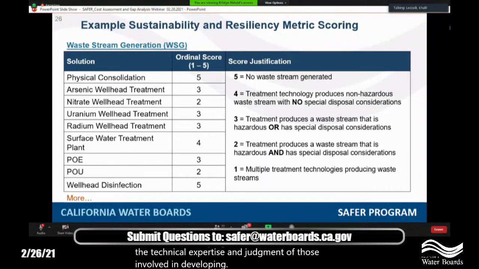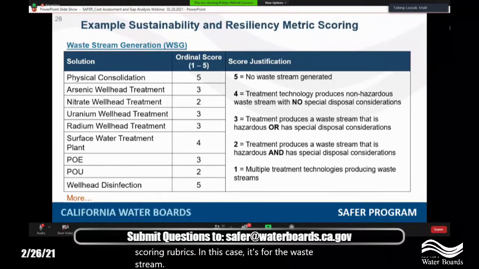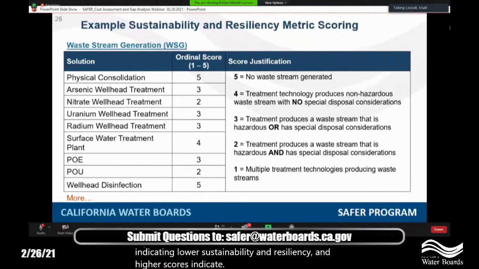So let's examine what we have in front of us on the screen. What you're seeing is an example of one of the scoring rubrics. In this case, it's for the waste stream generation metric. And what the rubric is showing you is a list of the potential modeled solutions along with their assigned scores. And as you can see, these scores are ordinal scores that can range from 1 to 5, with lower scores indicating lower sustainability and resiliency and higher scores indicating higher sustainability and resiliency.